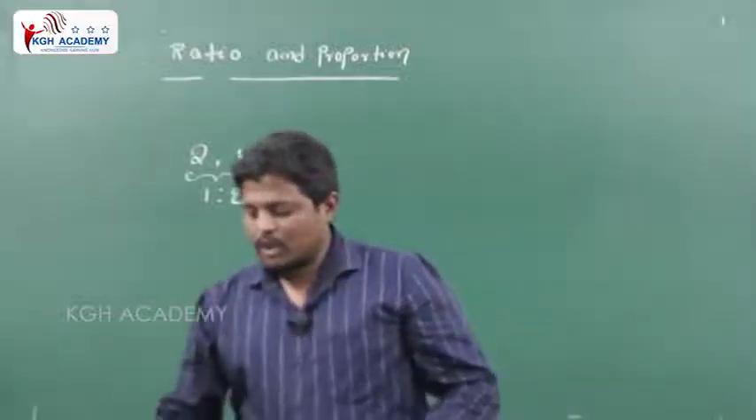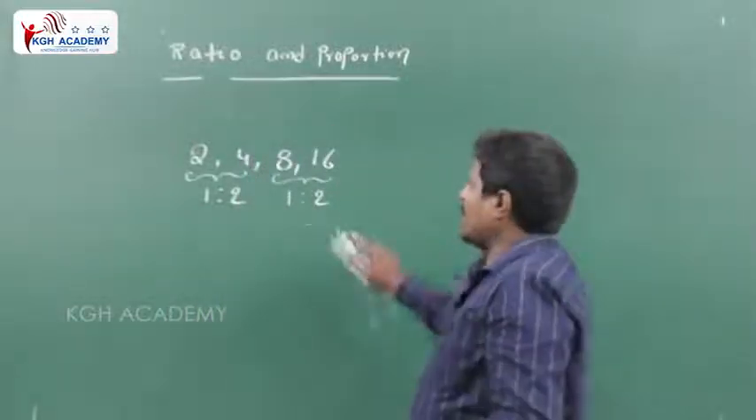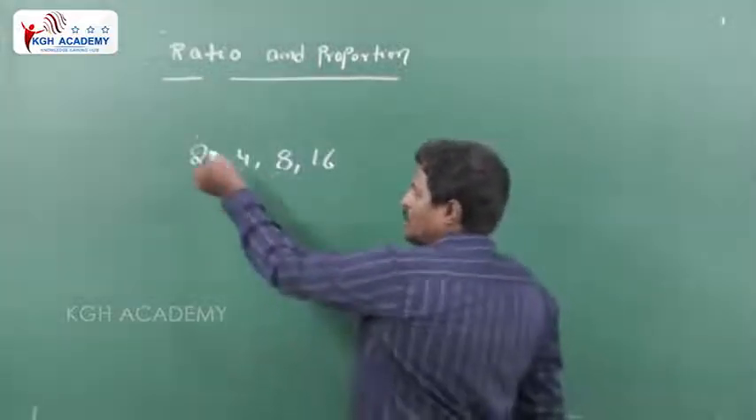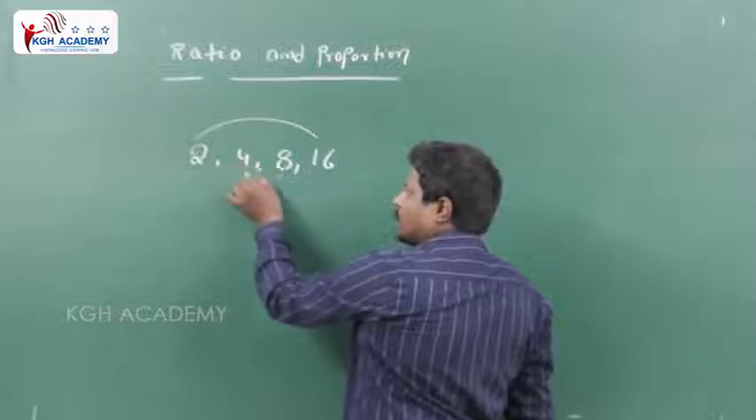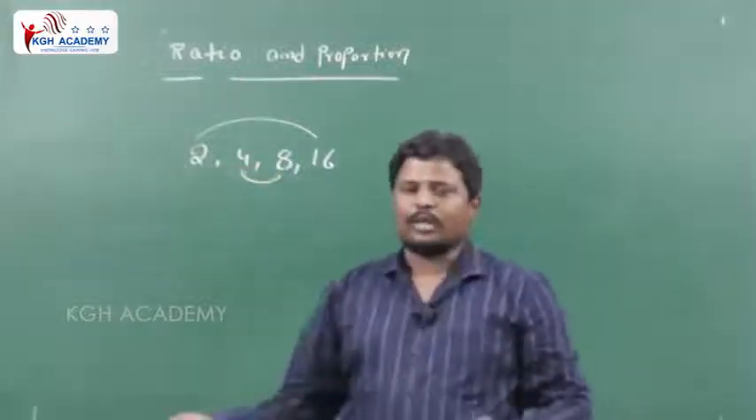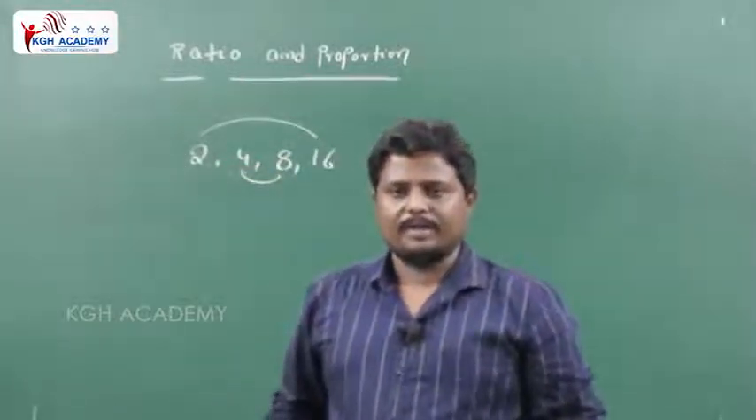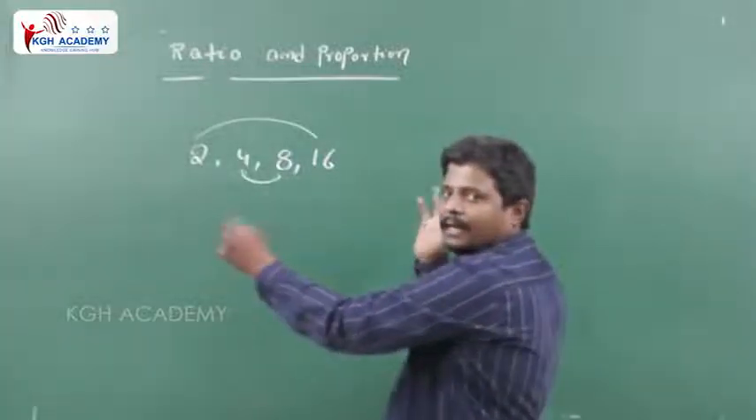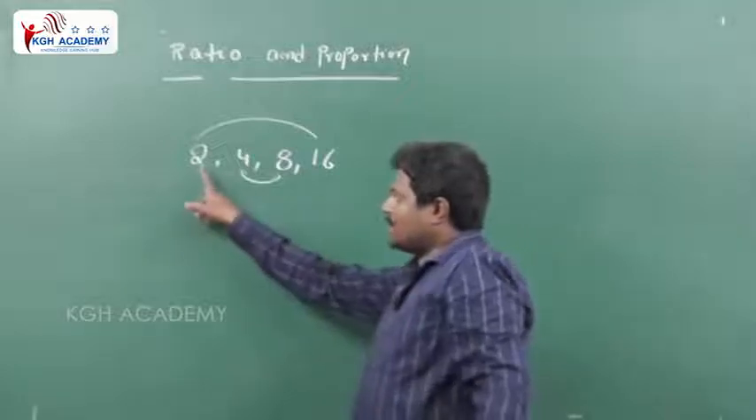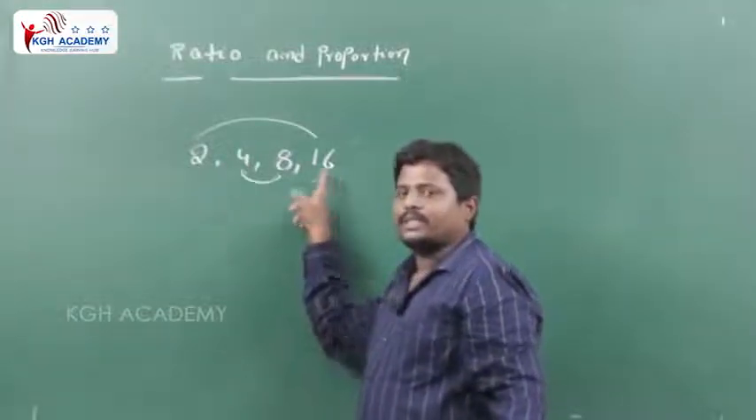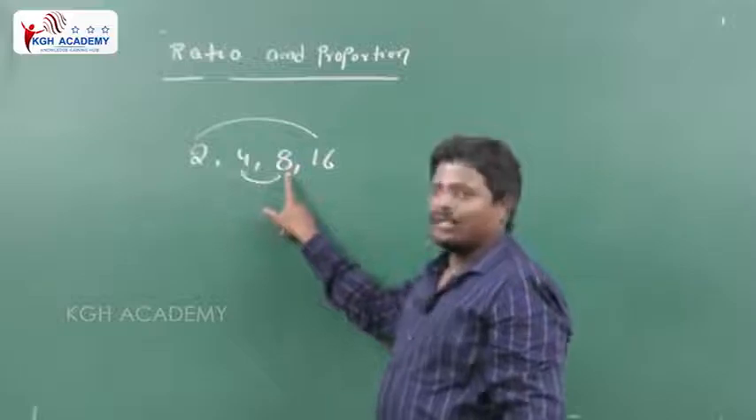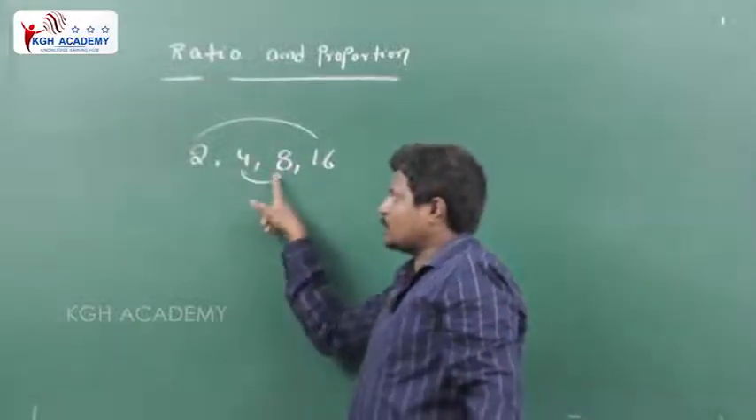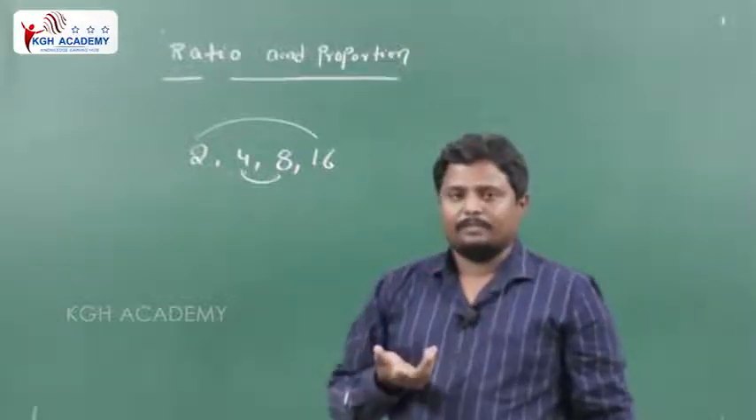Or in proportion we have another definition. If any four numbers are in proportion, the product of extremes is equal to the product of means. Extremes means the ending terms, left side and right side. That is nothing but 2 and 16. What is the product of 16 and 2? That is 32. What is the product of 8 and 4? That is also 32. If the product of extremes is equal to the product of means, that is known as proportion.